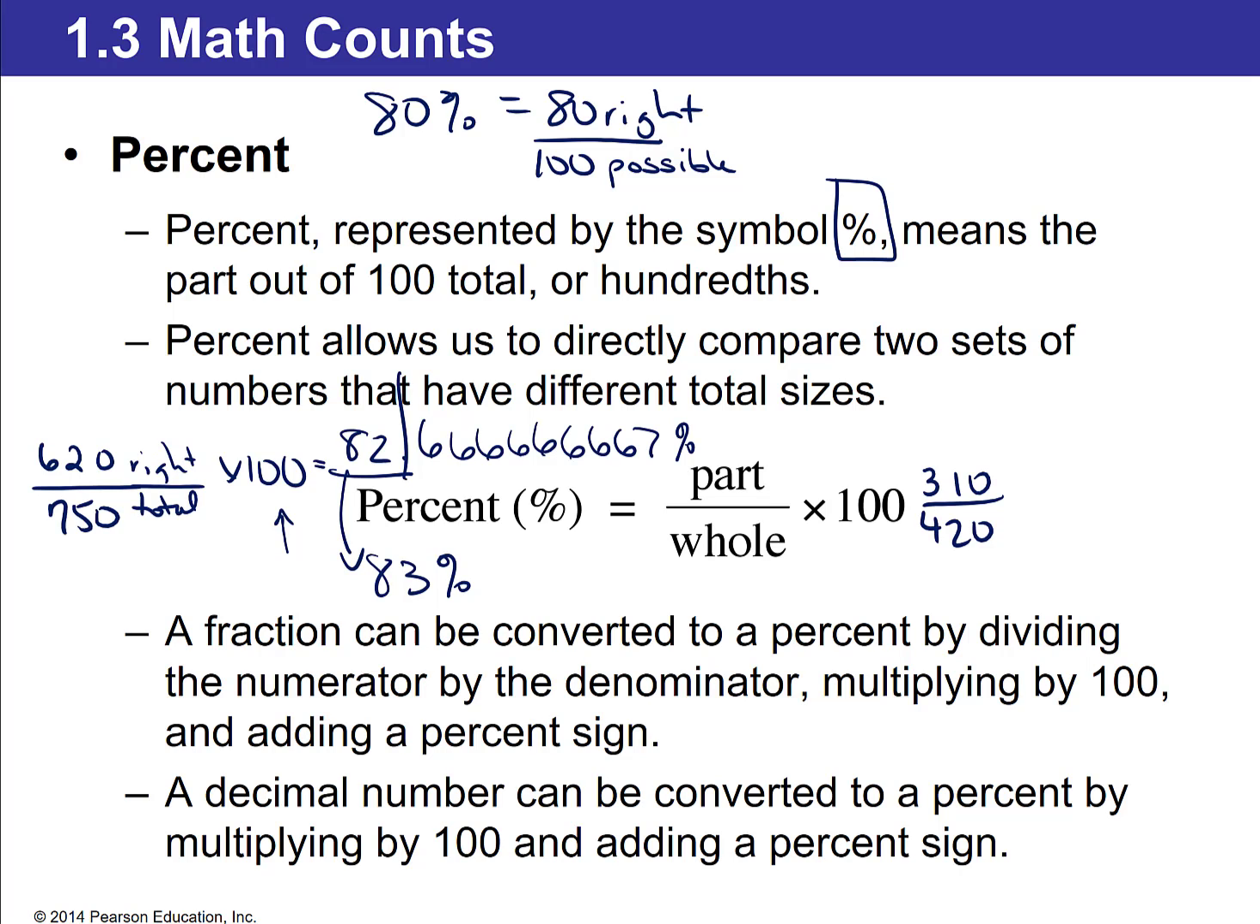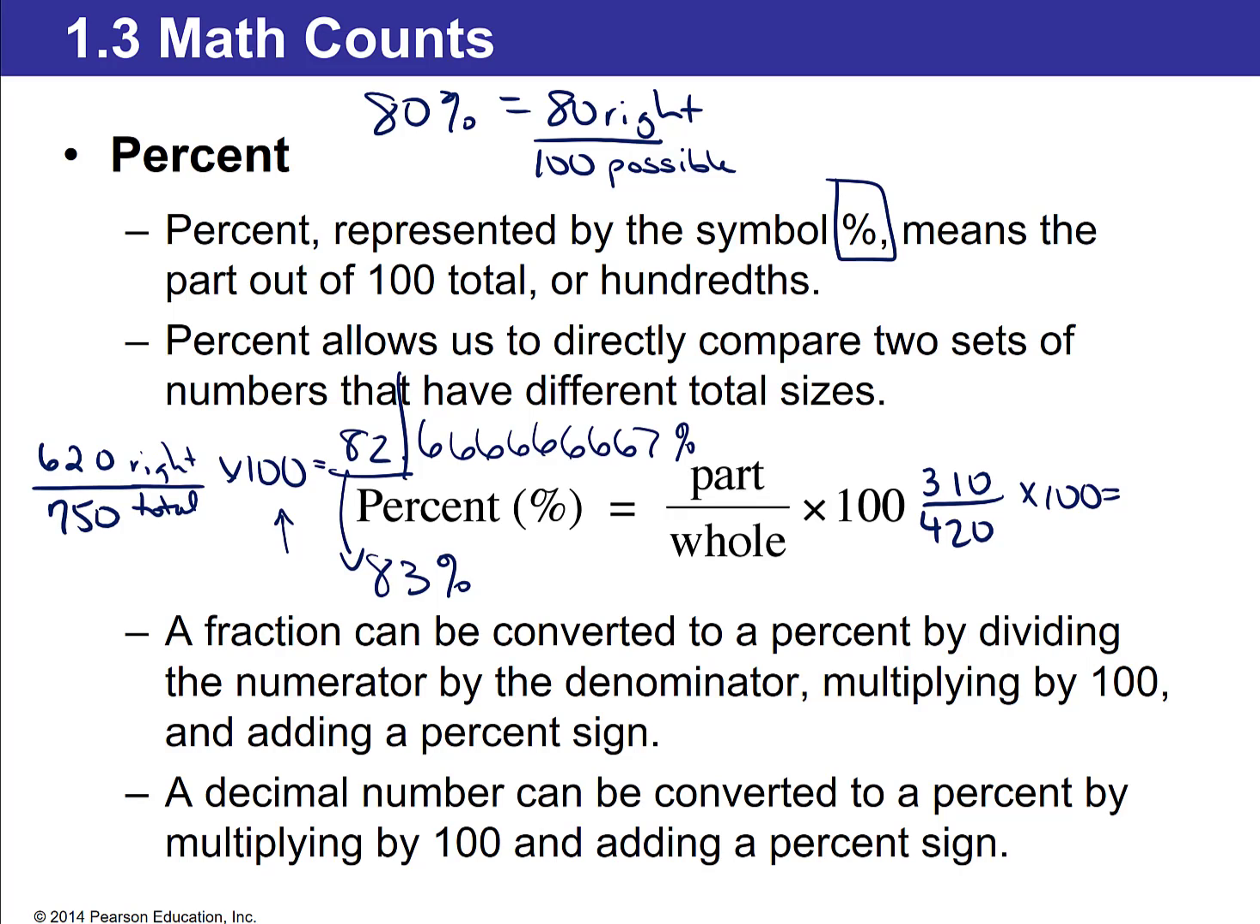So what if I got a 310 out of 420? Did I do better or worse? I did worse. Okay, when you just look at it, you may not have known just from looking at it and comparing those numbers. Putting in a percent gives you this scale of 0 to 100.